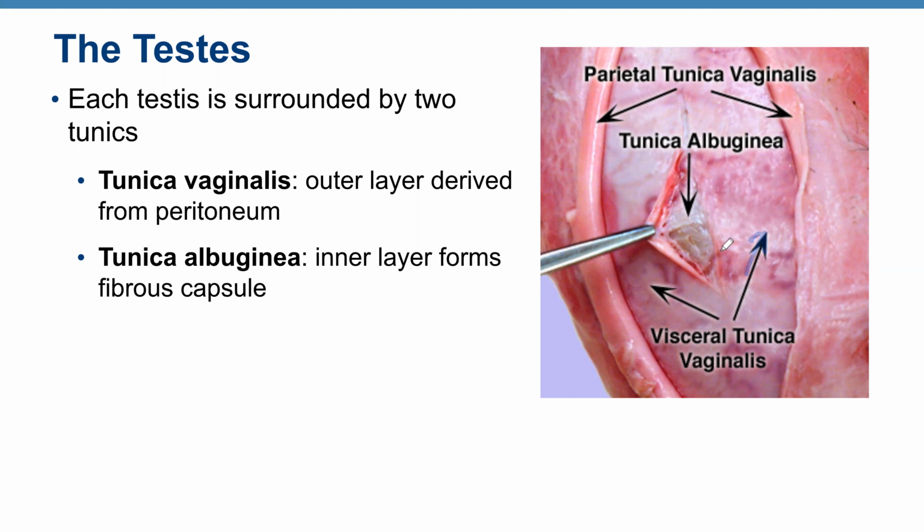And the inner layer that forms the fibrous capsule of the testis is called tunica albuginea. And albuginea means white, like albina, right? So it's just a structure that is white in color. That's why they call it tunica albuginea.